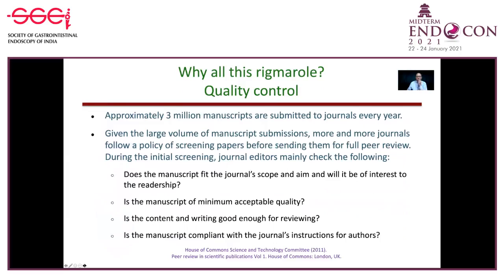You may ask, what is the need for all this rigmarole? The answer is quality control. Approximately 3 million manuscripts are submitted to journals every year. Given the large volume of manuscript submissions, more and more journals follow a policy of screening papers before sending them for full peer review. During the initial screening, journal editors mainly check the following.